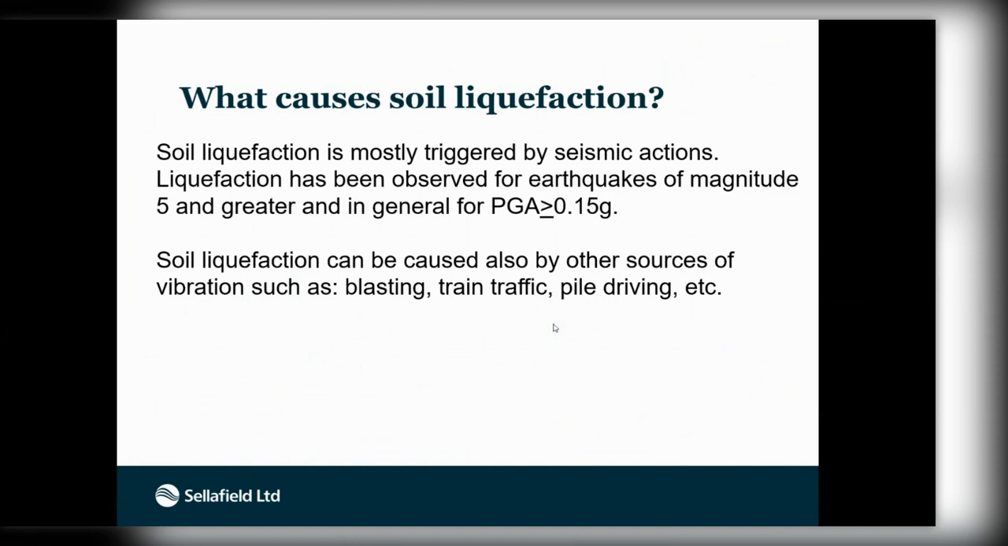So that was about liquefaction. Anyway, that was just to say that liquefaction is a very complex phenomenon. But what causes soil liquefaction? Soil liquefaction is mostly triggered by seismic actions. It has been observed for earthquakes of magnitude 5 or greater, and in general for a peak ground acceleration greater than 0.15 g. Of course, liquefaction can also be caused by other sources of vibration.